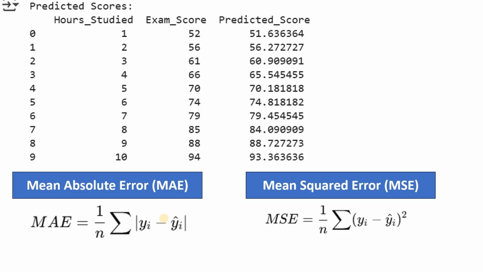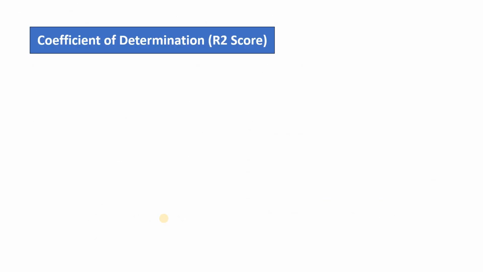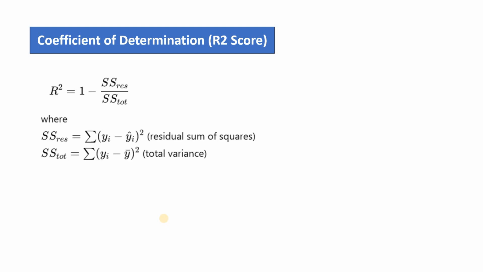Along with this, we have another metric called the coefficient of determination, which is the R square score. How do I determine it? It is given mathematically with the formula R square equals 1 minus SS_res divided by SS_total. What is this? SS_res is nothing but the residual sum of squares, which I compute by summation of yi minus yi cap, whole square. Yi is the actual output and yi cap is the predicted output. Similarly, in the denominator, I calculate the total variance.